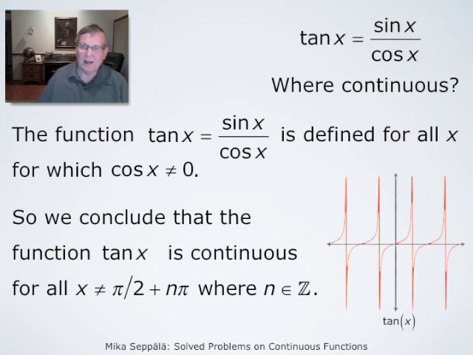This red graph shows the graph of tangent function together with the vertical asymptotes that correspond to the values of x equals pi over 2 plus a multiple of pi. So tangent is continuous everywhere except at points where cosine of x is 0.